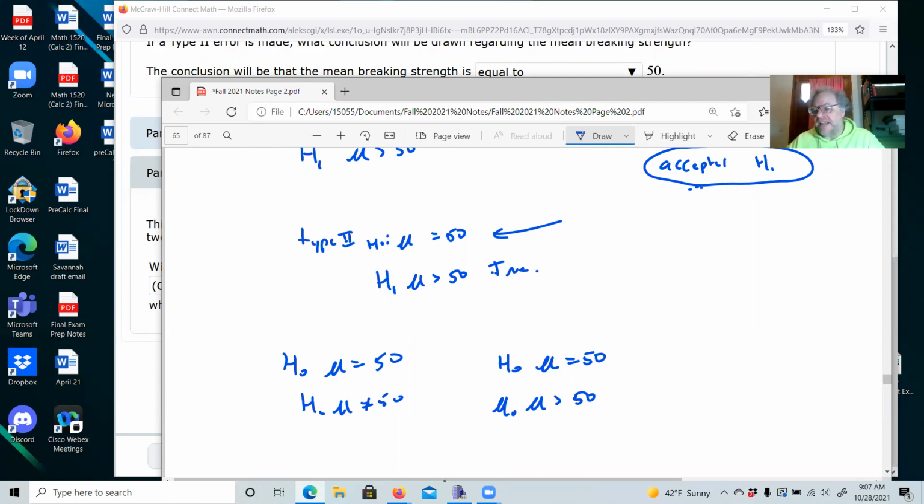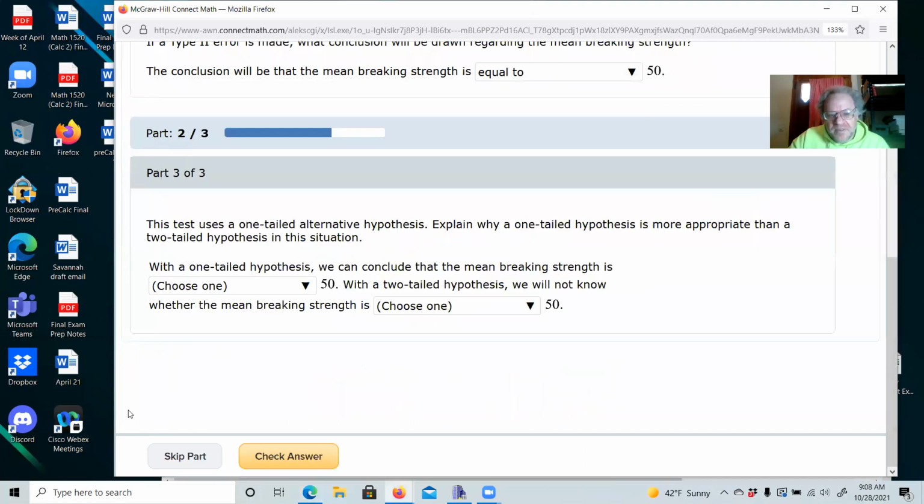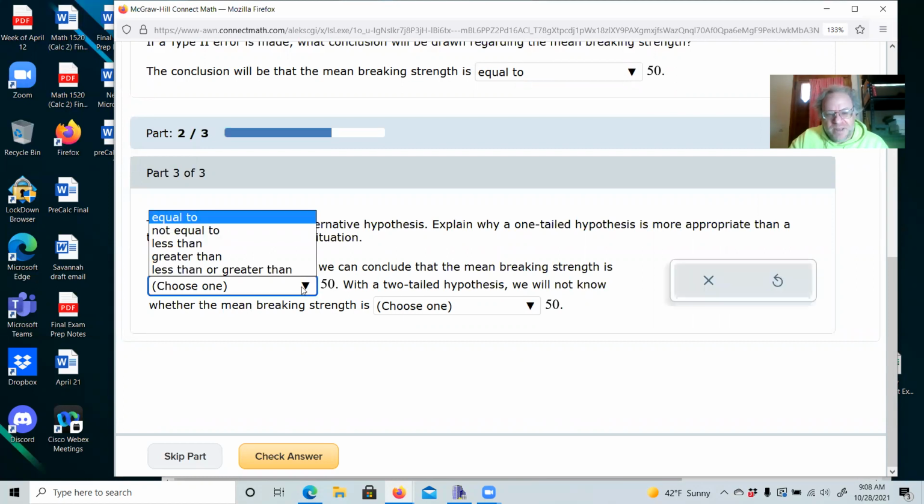As the person buying the cable, that's kind of what you want. Nobody's going to say, oh, unless you're planning a really elaborate murder or something where you needed the tensile strength to be less than. But you can't tell if it's greater than or less than with this. All you can tell is it's not 50. With this one, you could tell that it's greater than. With a one-tailed test, you can tell that the mean breaking strength is actually bigger than 50.